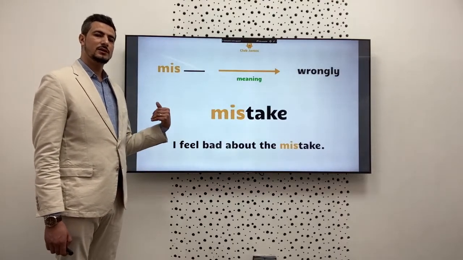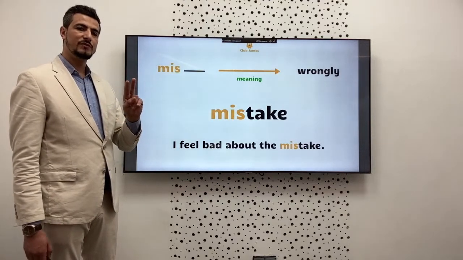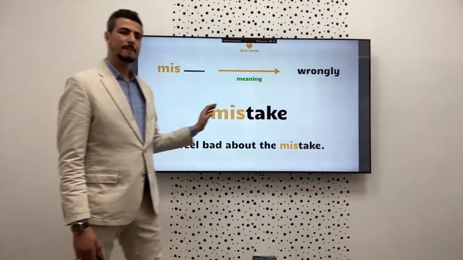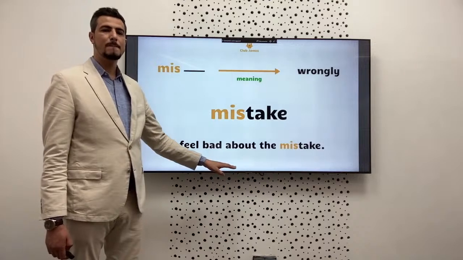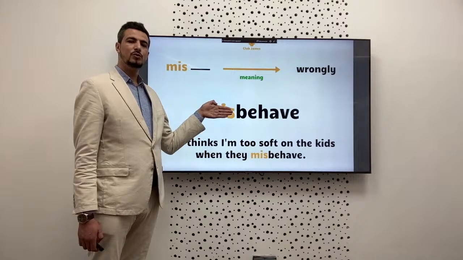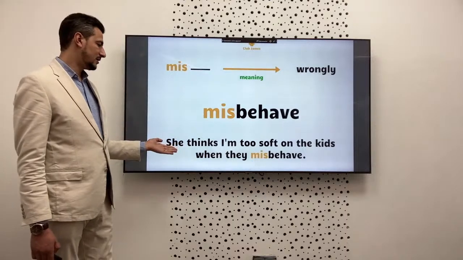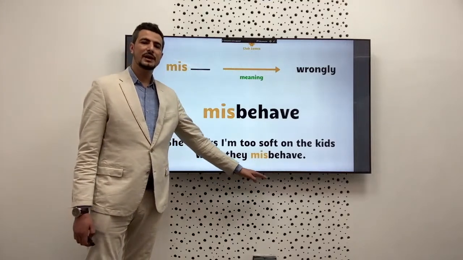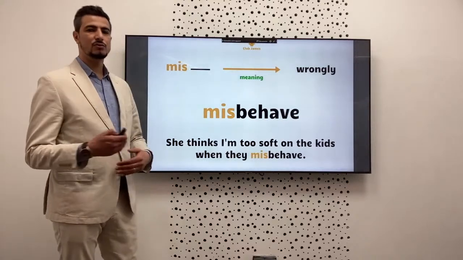We already saw dis, now it's mis. Don't mistake between these two prefixes. Mis means do something wrongly, in a wrong way. Mistake, as in the example, I feel bad about the mistake. Misbehave, the verb is behave. When you behave wrongly or in the wrong way, it's called misbehave. Like in the example, she thinks I'm too soft on the kids when they misbehave. Normally kids always misbehave, which means they behave in the wrong way.